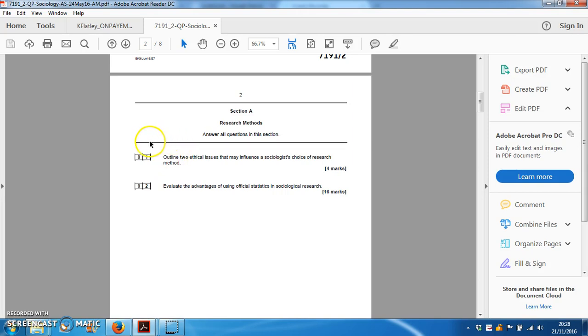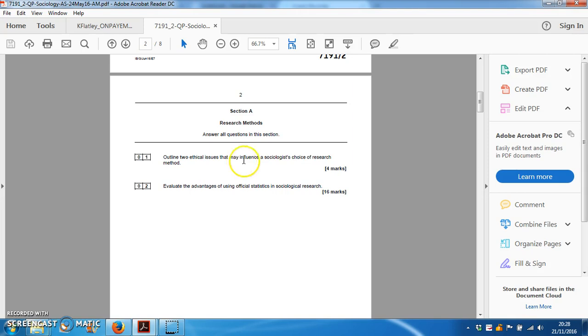So you will get two questions. The first question will be a 4-marker. It will always ask you to outline two things. In this case it's asking for two ethical issues. So in regards to the examiner comments, students typically did well on this question, but some didn't get the full 2 marks available for each point, and that might be because they didn't fully explain it.